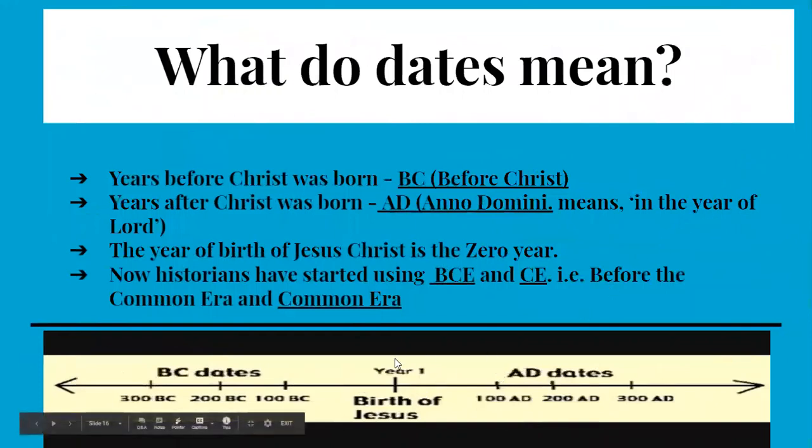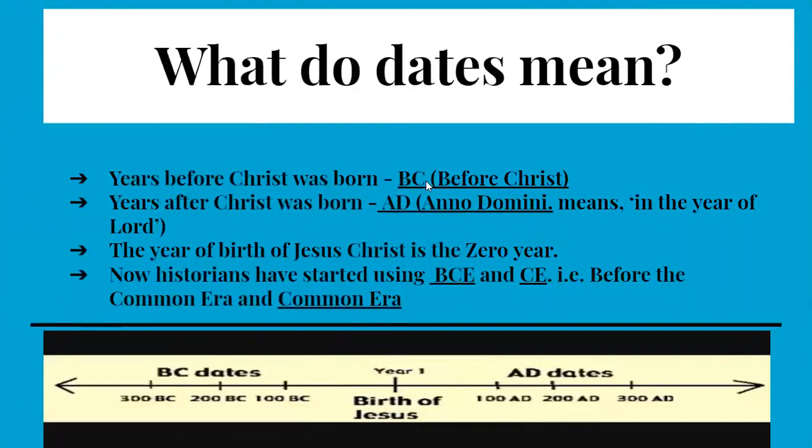So, firstly, the 0 year. Which is the 0 year? The year of birth of Jesus Christ is known as the 0 year, and the years before Christ was born are known as BC. So this 0 year, 0 to 1, is basically the birth of Jesus Christ, right? Years before Jesus are known as BC, and the years after Jesus Christ was born are known as AD.